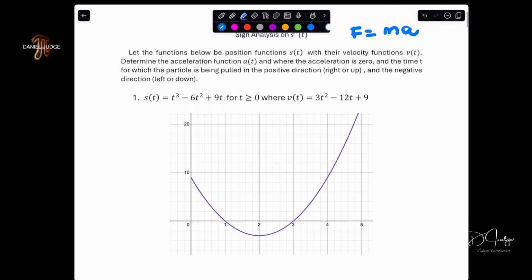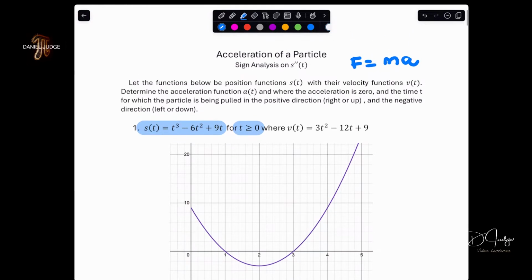So in this video, we started with the position function, and time is always greater than or equal to zero because we don't have any concept of negative time, at least for calculus 1. And we actually computed in the last video on velocity for this particular position function that v of t is 3t squared minus 12t plus 9.